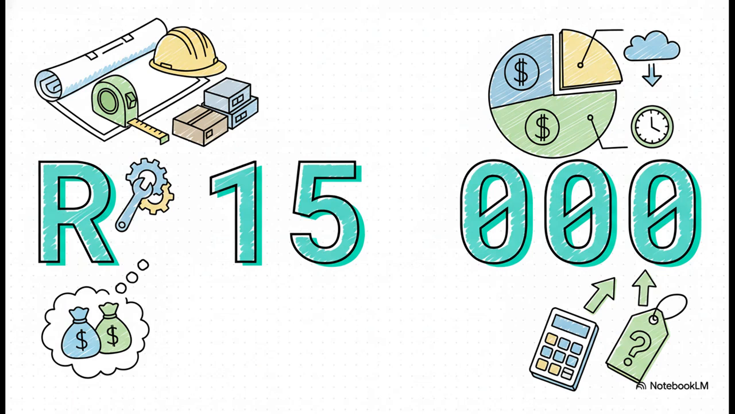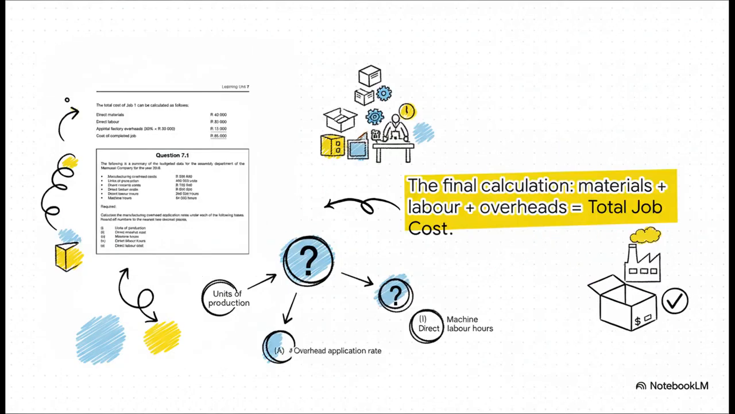So the very first step is to calculate that overhead. And it's just simple math, right? 50% of the R30,000 labor cost is R15,000. That's the slice of factory rent, electricity, and all those other general costs that Job 1 needs to carry on its shoulders. And that brings us to the final calculation.